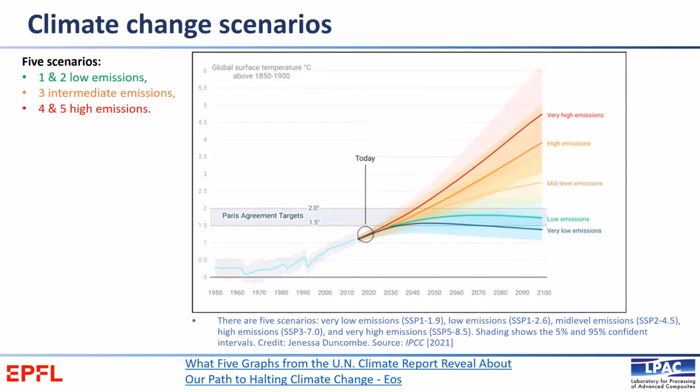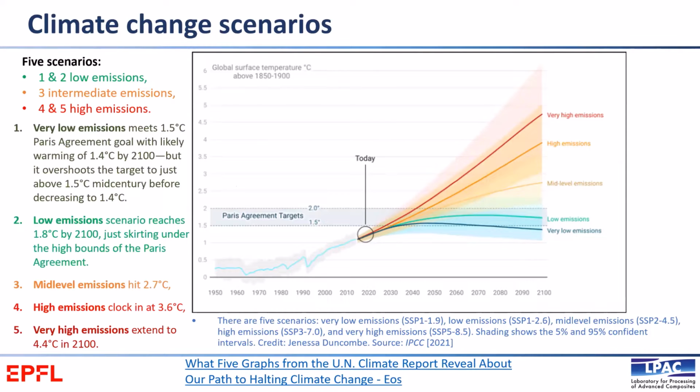And what can we do as composite material engineers? Well, this starts off looking at these scenarios, okay? As in any modeling scenario, you have high, medium, and low, okay? The very low emissions target meets the Paris Agreement targets, trying to limit warming to 1.5 degrees C. Then there's a low, mid, high, and very high. At the moment, we're on this orange curve, this mid-level emissions curve.